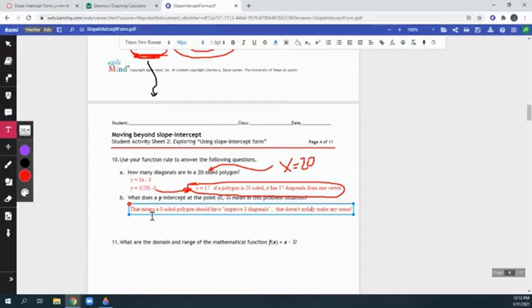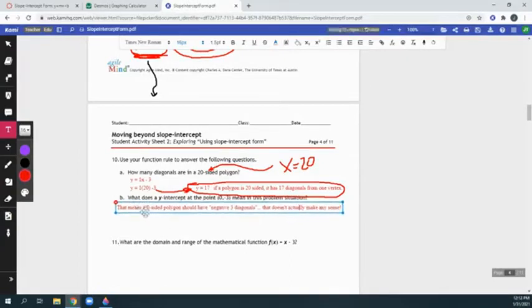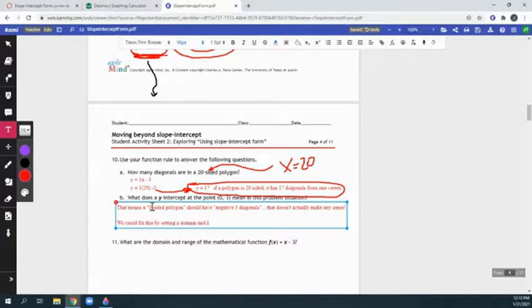Now, what could I do if it doesn't make any sense? Well, something I could do is set a domain and range. Remember those?